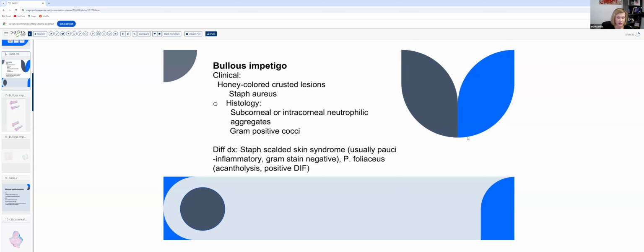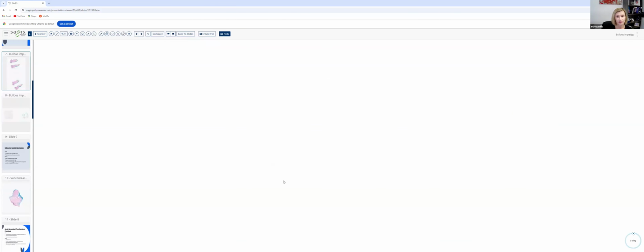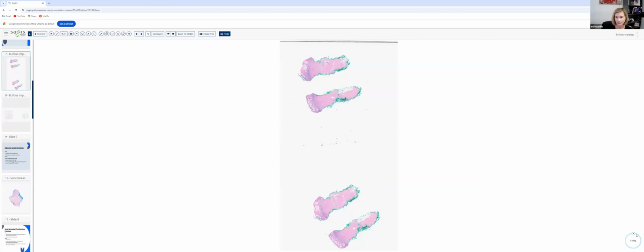The differential diagnosis for bullous impetigo includes staph scalded skin syndrome, which typically does not show the degree of inflammation that bullous impetigo does, and gram stain in staph scalded skin will be negative. Pemphigus foliaceus can also appear histologically very similar to bullous impetigo, but often shows acantholysis and most importantly would demonstrate a positive direct immunofluorescence study.